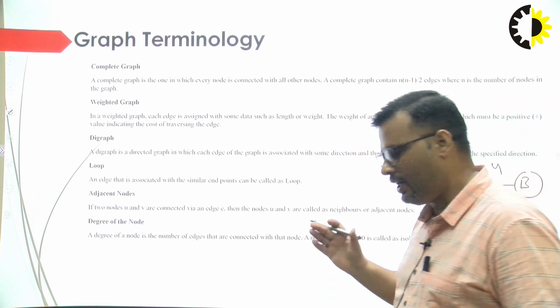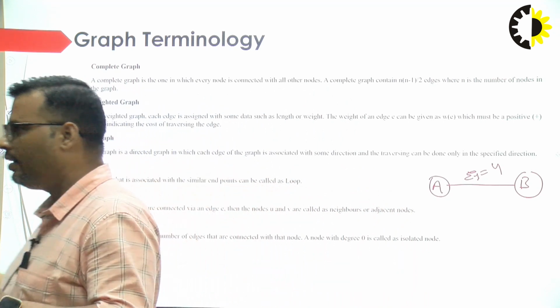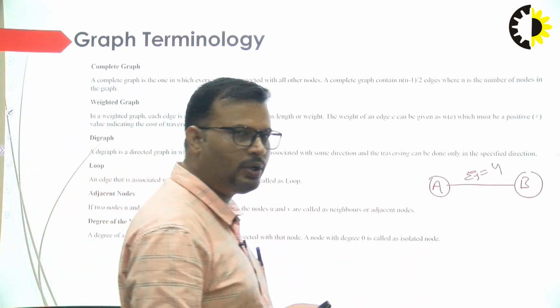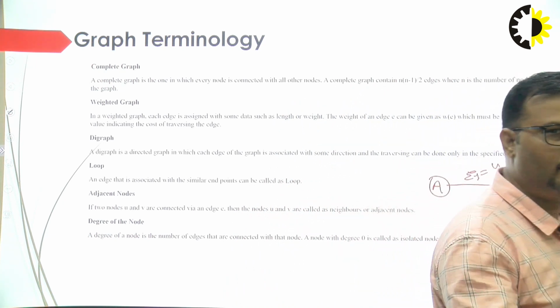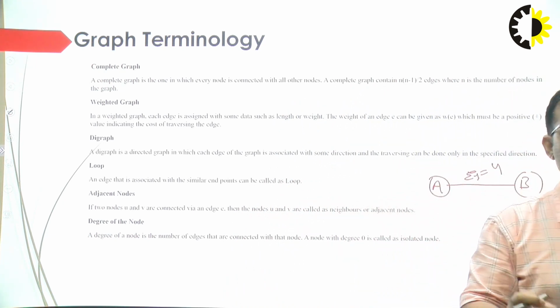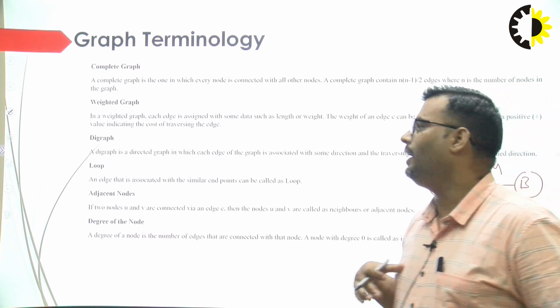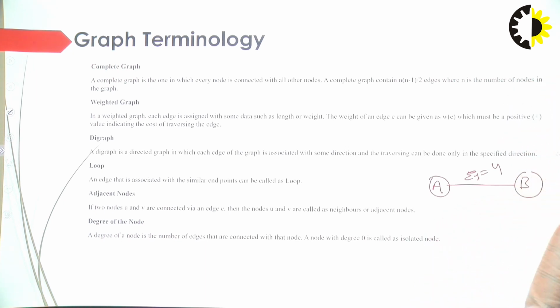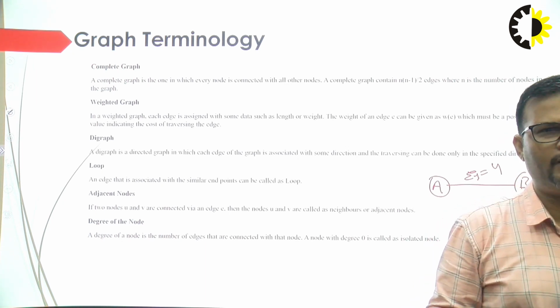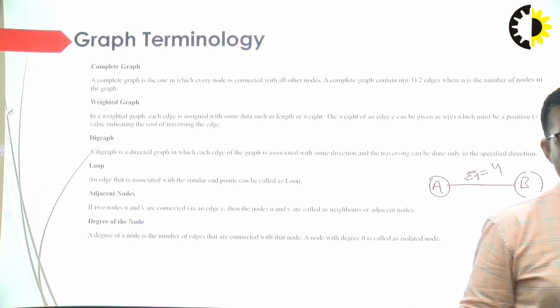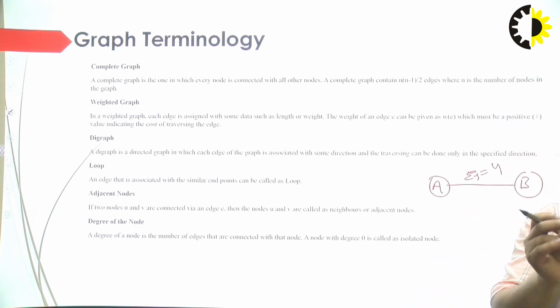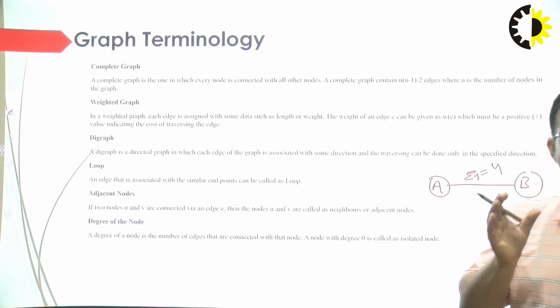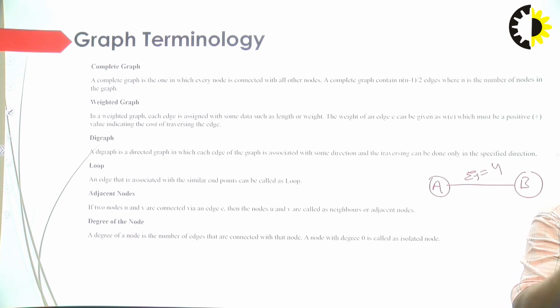एक ऐसा ग्राफ जहां पर सभी एजेस वर्टेक्स से कनेक्ट हो रही हैं और उन सभी एजेस की कोई ना कोई वैल्यू दी जाए. दिस इज कॉल्ड अ वेटेड ग्राफ. A digraph is a directed graph in which each edge of the graph is associated with some direction, and the traversing can be done only in the specific direction. Means we will provide a specific direction.